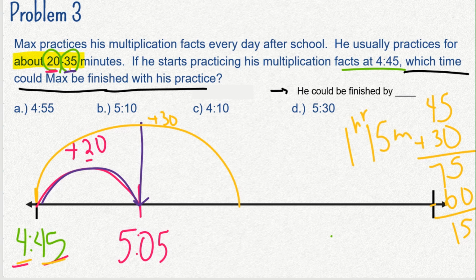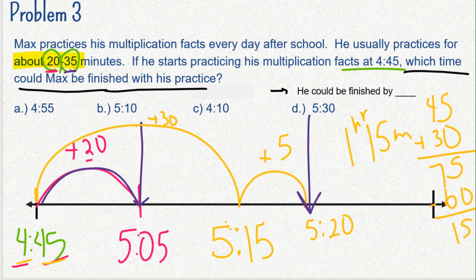So 6:45, I'm sorry, not 6:45, 4:45 would be 5:15. Now, I'm not done. I still have that 5 minutes because we only added 30 minutes here. So I'm going to add 5 minutes. 5 plus 15 would be 5:20. So his finish time, if he practices 35 minutes, would be 5:20.